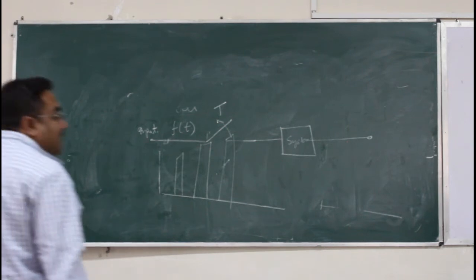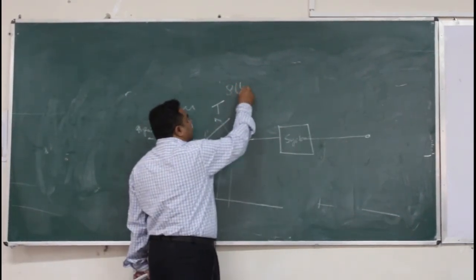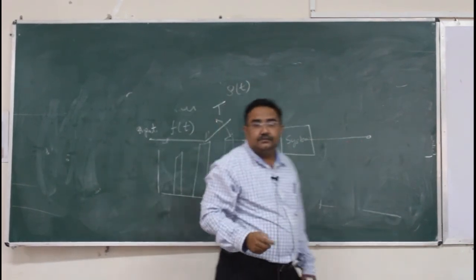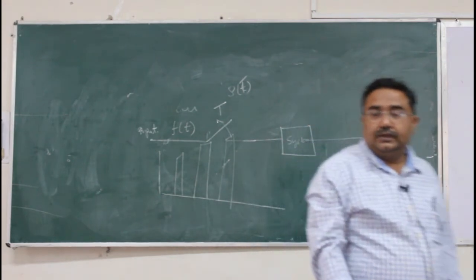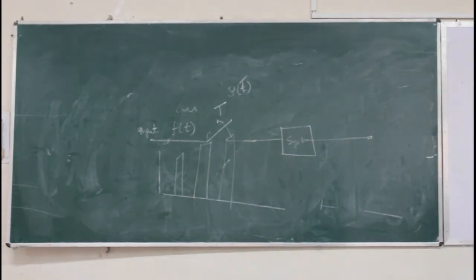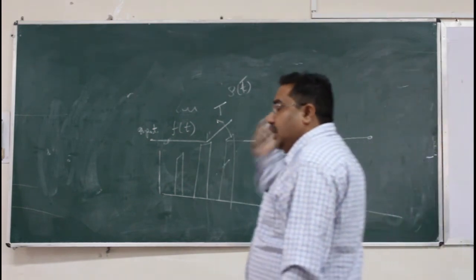Now had there been an impulse, I would have represented it differently. Impulse means existing at a particular time, is it clear? And had there been a pulse, it would have some duration T. You got my point or not? Is it clear? So be careful about what is given in your question.